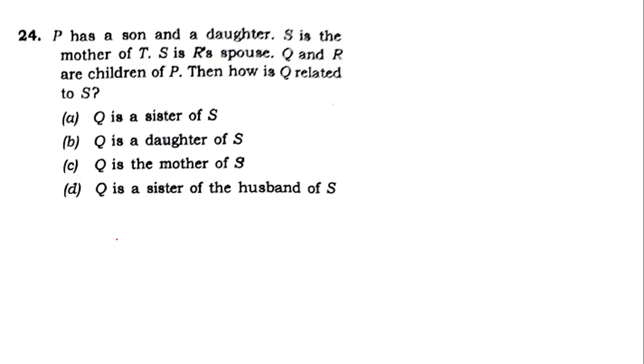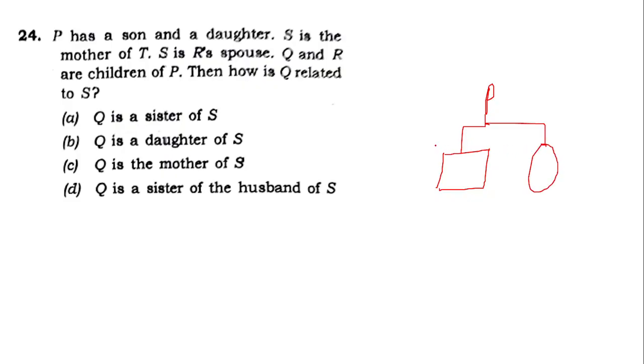This is on blood relations. P has a son and a daughter. S is the mother of T. S is R's spouse. Q and R are children of P. Then how is Q related to S? Quite simple question. So P comes on the top. So P has a son, I'm marking it by a box, and daughter, I'm just putting a circle. So we don't know who they are.